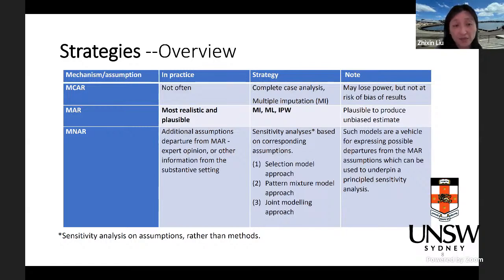And the last is missing not at random. Like I said, we need more assumptions and a lot of sensitivity analysis. There are three major approaches for missing not at random: the selection model approach, the pattern mixture model approach, and the joint modeling approach. They are quite an active research area at the moment.